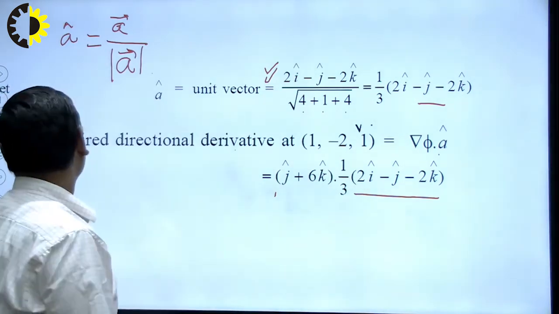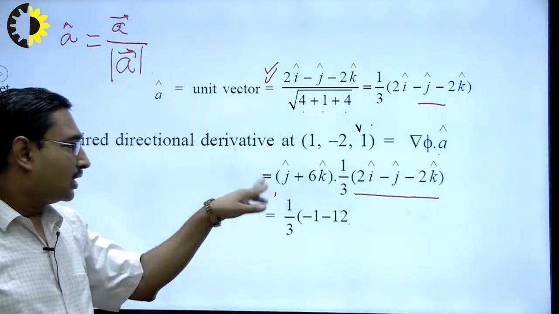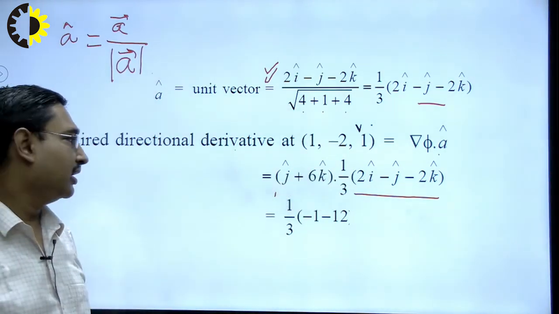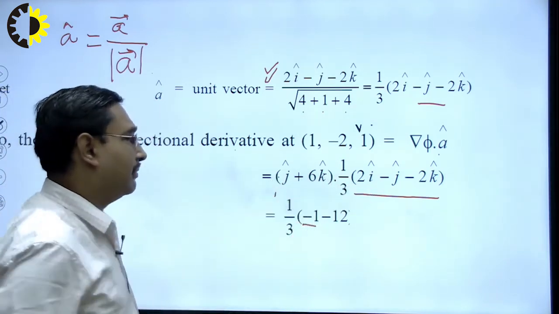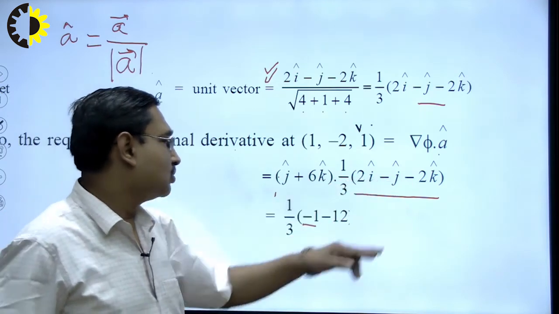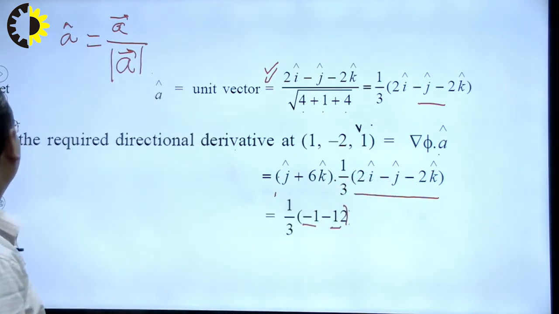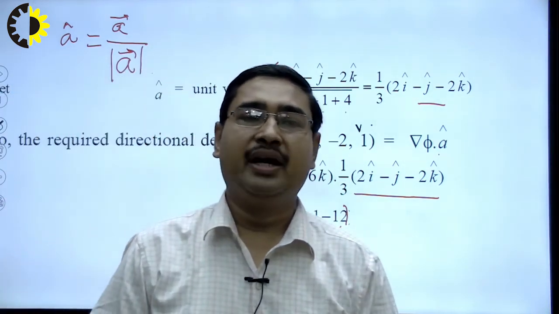Now I shall take the dot product of these two. Because there is no i term, 0 times 2 will be 0. It is not written here. This is 1, this is minus 1, it will be minus 1. 6 times 2 will be minus 12, and simplifying it I obtain minus 13 upon 3, which is the required directional derivative.